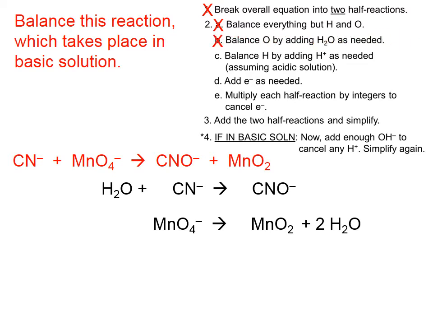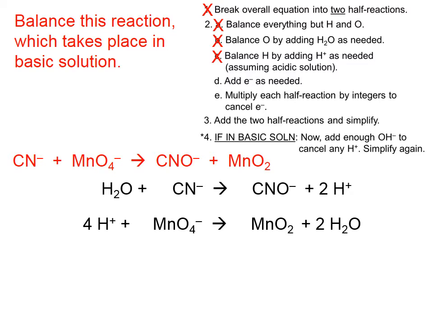The next step is balance hydrogens by adding H+ as needed. Well, the top half reaction on the reactant side has two hydrogens, so I think we better add 2 H+ to the product side. And the bottom half reaction has 4 hydrogens on the product side, so we need to put 4 H+ on the reactant side. So that step is now done.